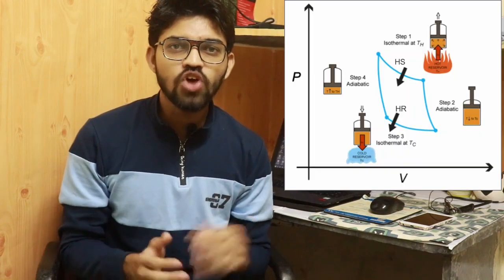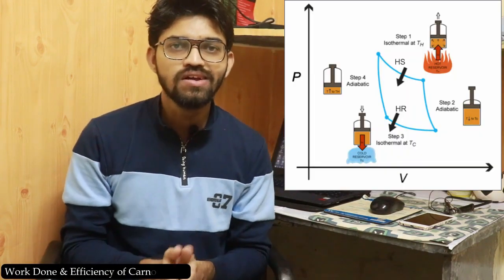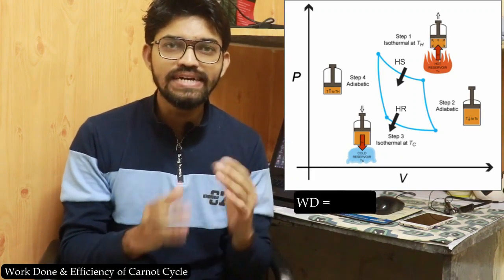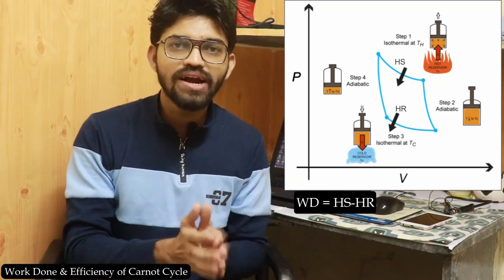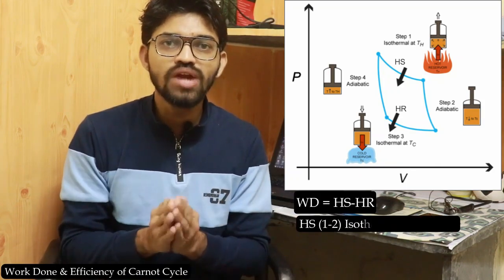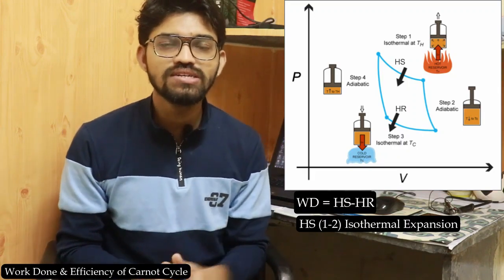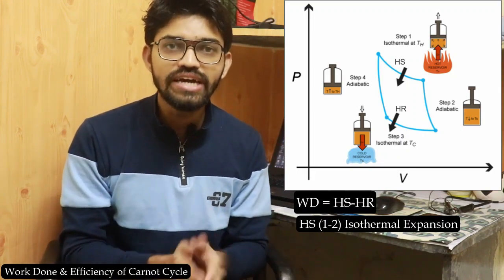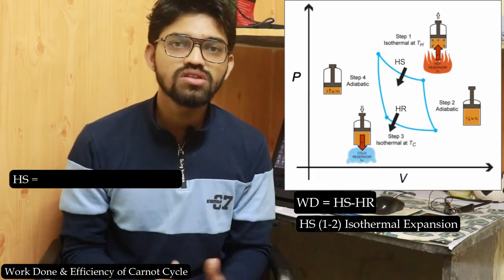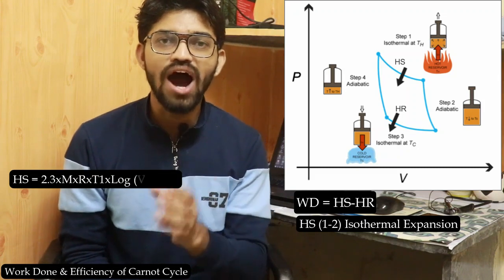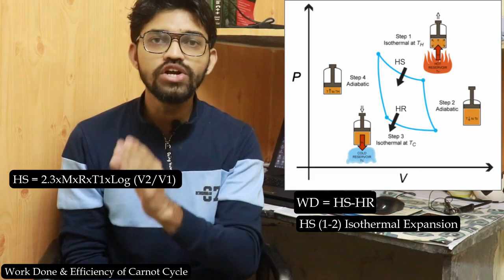Now guys, over here let's talk about the work done and the efficiency of this particular Carnot cycle. So work done is nothing but the heat supplied minus heat rejected. The heat supplied, we have supplied the heat in the process of 1 to 2, that is nothing but the isothermal expansion. So guys, over here the expansion is taking place and we have supplied the heat in this particular process 1 to 2. So we can calculate the total heat supplied by using the formula, that is 2.3 m into R into T1, that is at the higher temperature, into log V2 by V1.